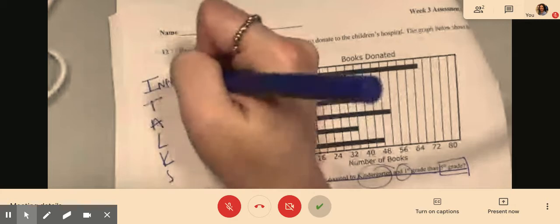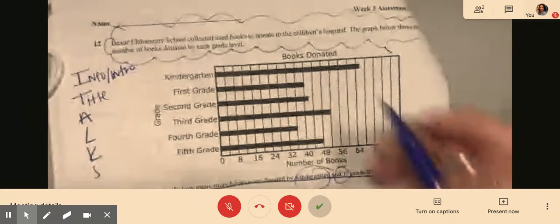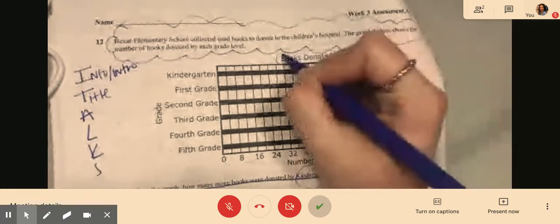Okay, so when we do a graph, we use a strategy called I-TAKS. The I stands for the information or introduction, which is always going to be this couple of sentences that are on top of your graph. We're going to put those in a bubble. The T stands for title. You're going to go ahead and circle your title. In this case, our title for this graph is books donated. So I'm going to go ahead and circle that. I'm going to put a little arrow.